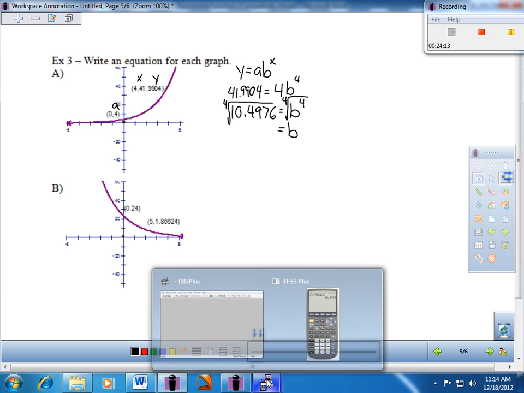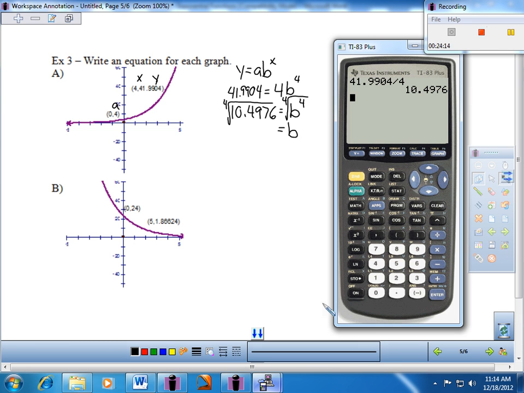So if you forget how to type in a 4th root, let me refresh your memories. Everybody hit the number 4 on the calculator. And then you go under the math menu. And does everyone see the x root right there? So let's go ahead and highlight that. And so I'm looking for the 4th root of 10.4976.